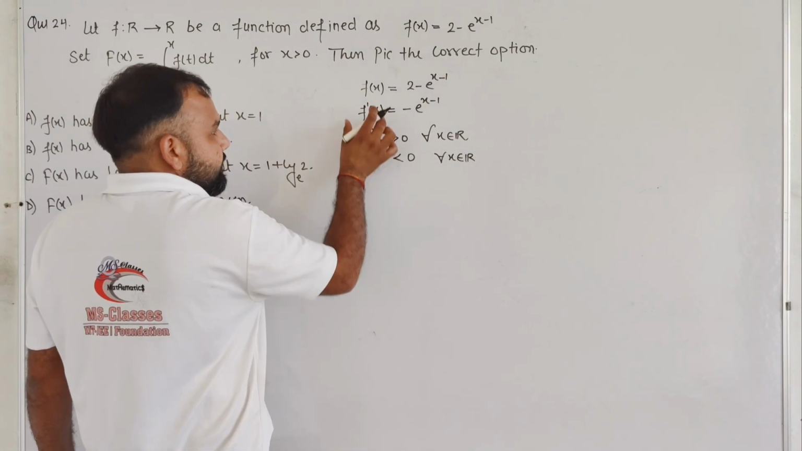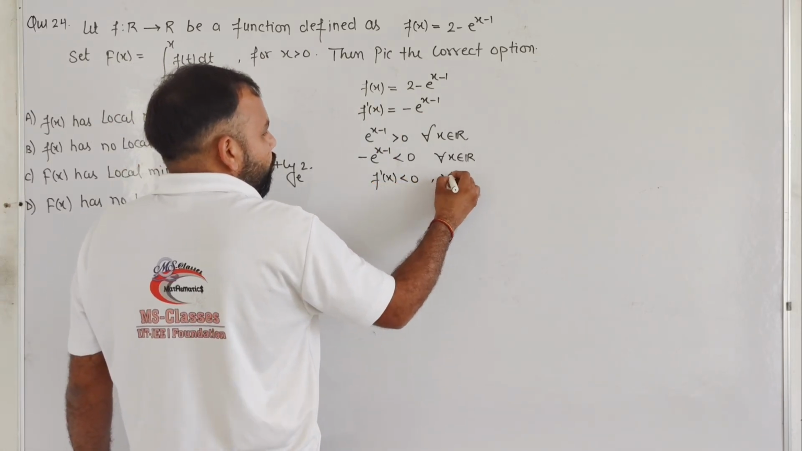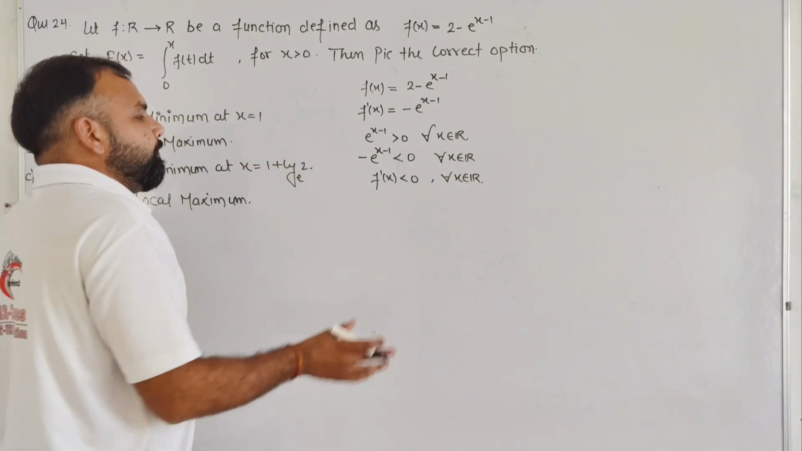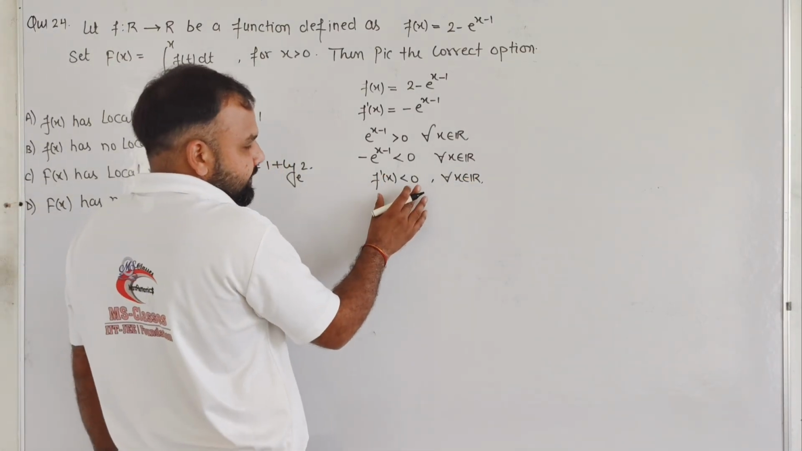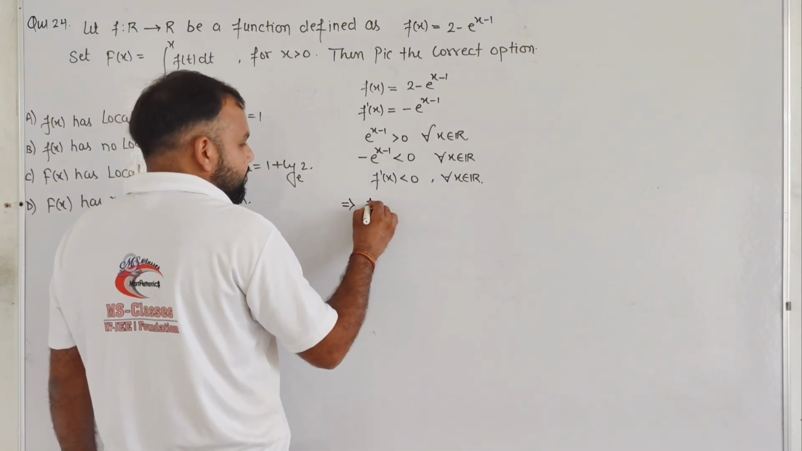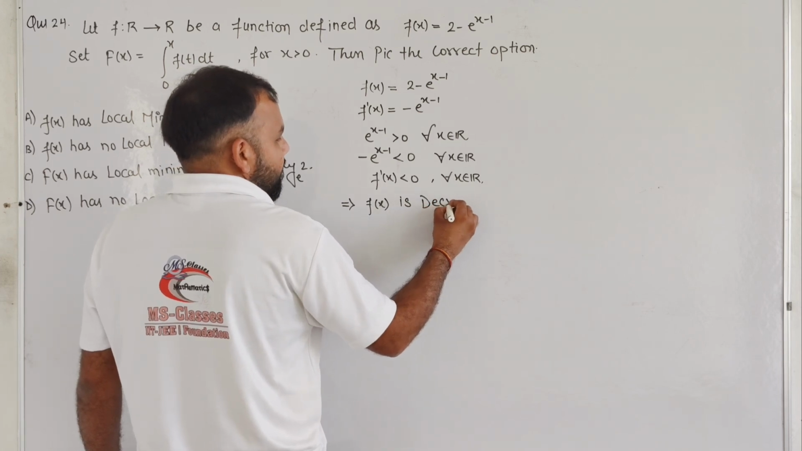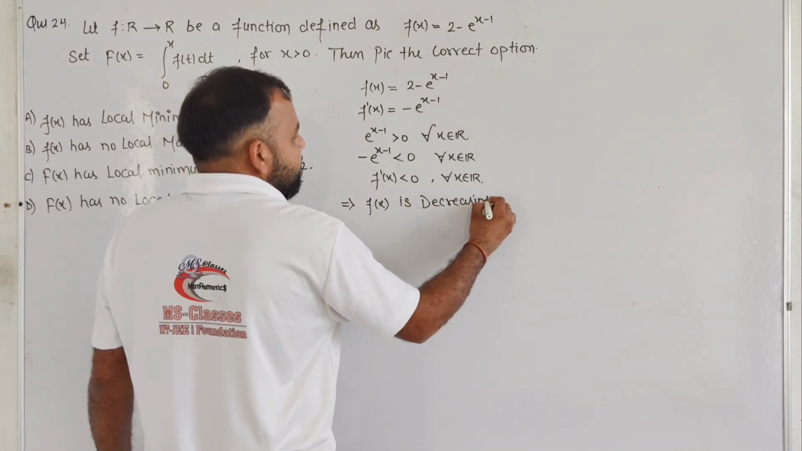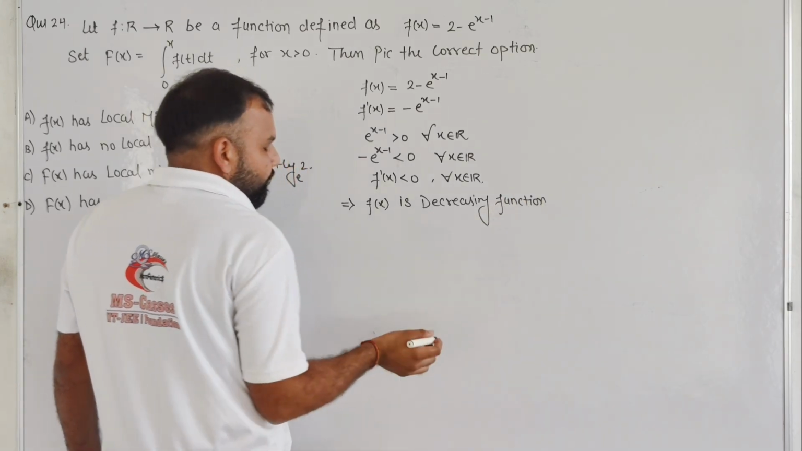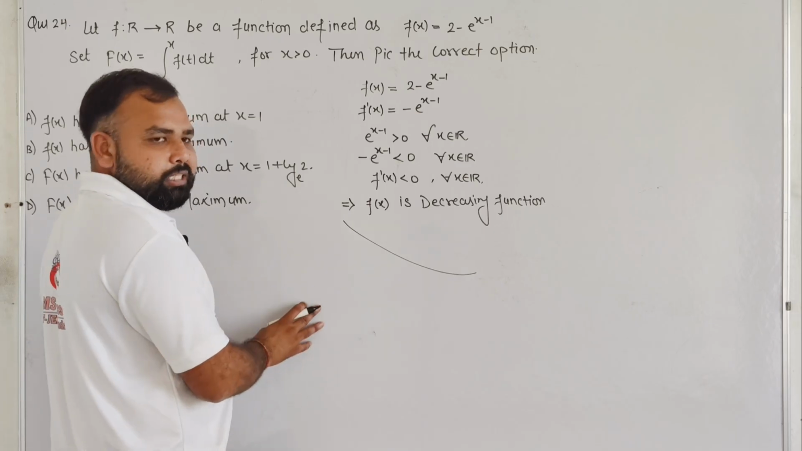And you know this is our f dash x, f dash x less than 0 for all x belonging to the set of real numbers. Students, you know very well, if the derivative of any function is less than 0 for all x belonging to the set of real numbers, then we can say that our small f of x is a decreasing function. Which type of function? It is a decreasing function. If a function is decreasing like this type, we can say this is a decreasing function.